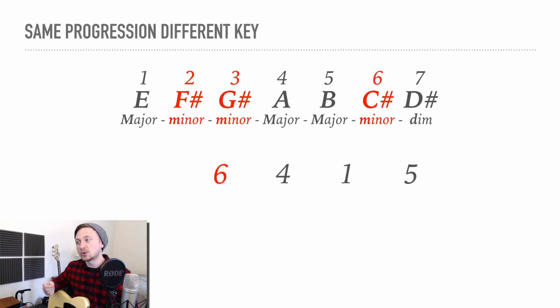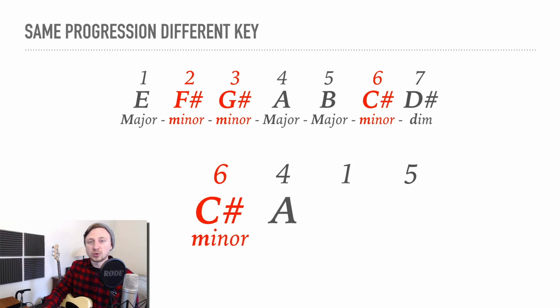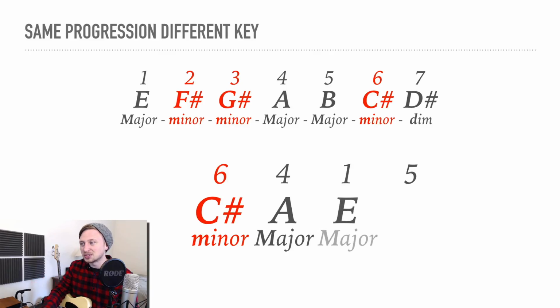Okay, 6, 4, 1, 5. And again, you still have your legend up there. All right, so here we go. So our 6, of course, is going to be a C sharp, and the 6 chord is always minor. Our 4 chord, in this case, is going to be an A, and the 4 chord is always major. E, of course, is the key we're playing in, our 1 major chord.